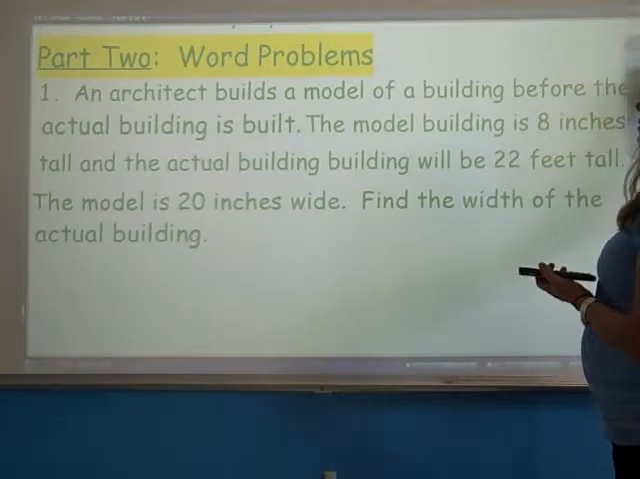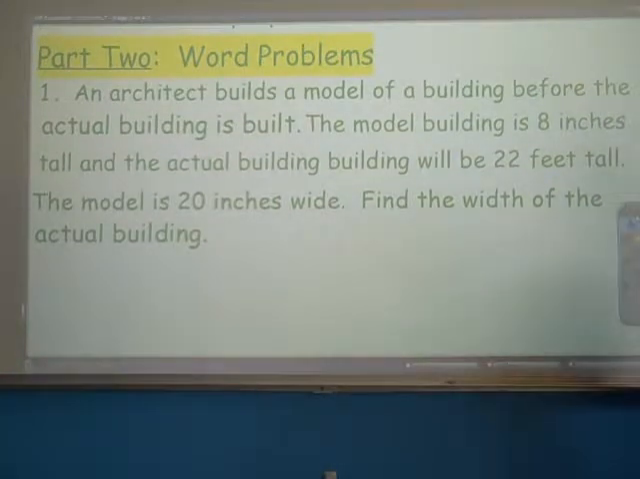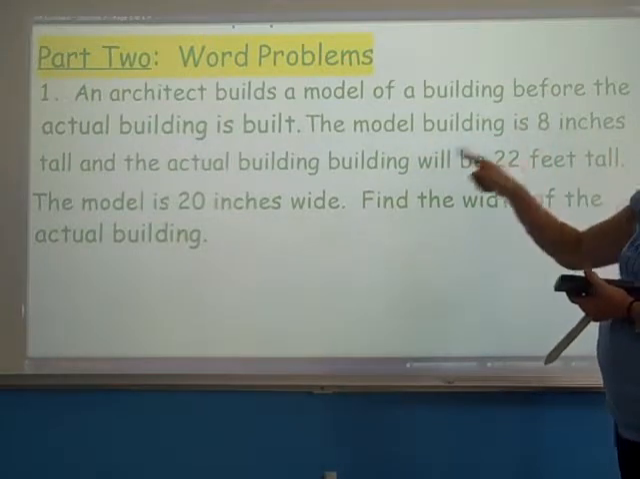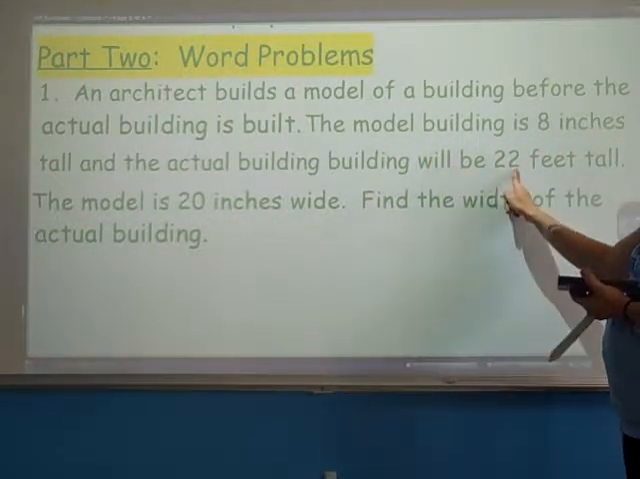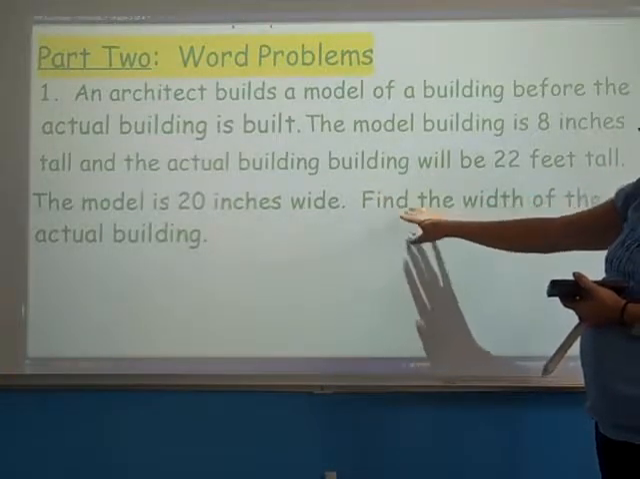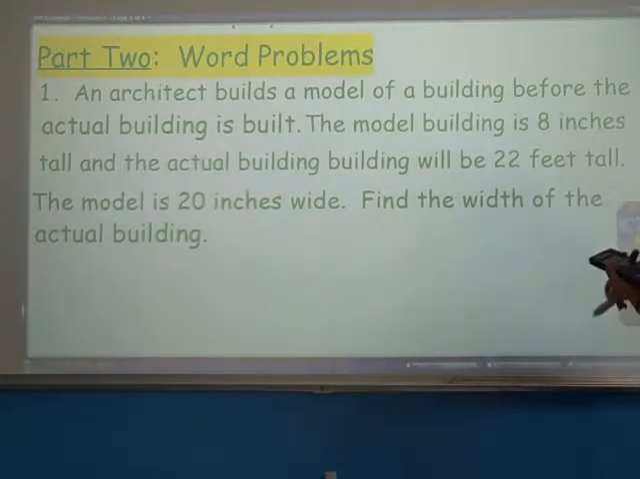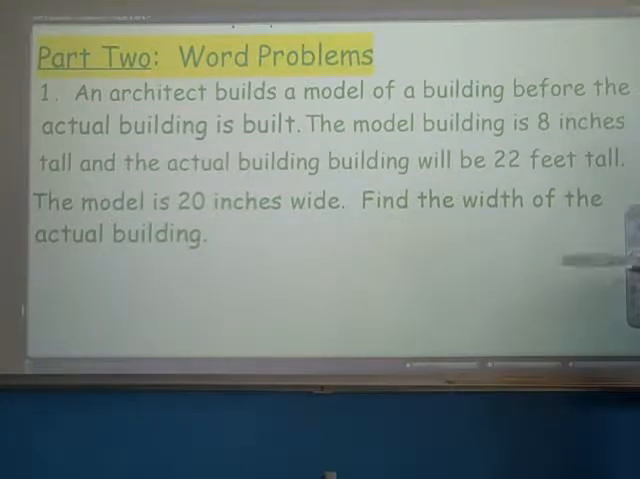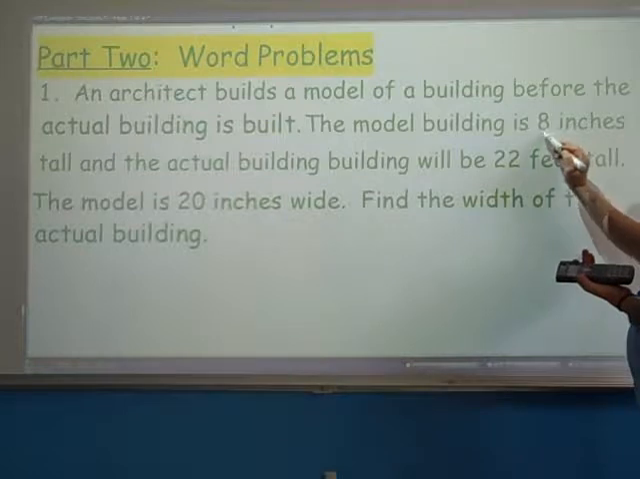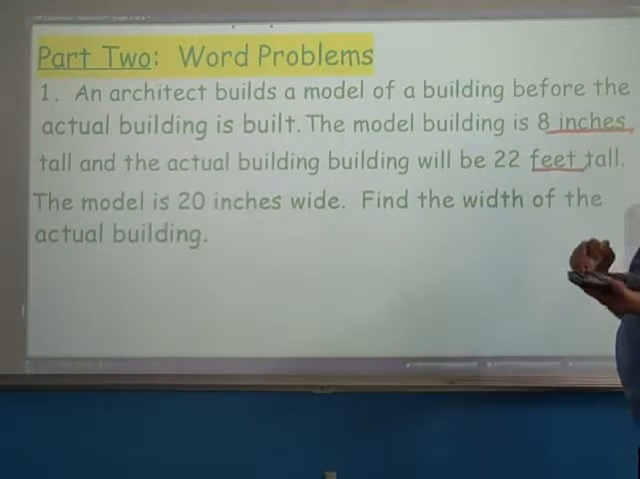An architect builds a model of a building before the actual building is built. The model building is 8 inches tall, and the actual building will be 22 feet tall. The model is 20 inches wide. Find the width of the actual building. So what you want to look for is, we should be comparing things. I see inches and feet are my two units.